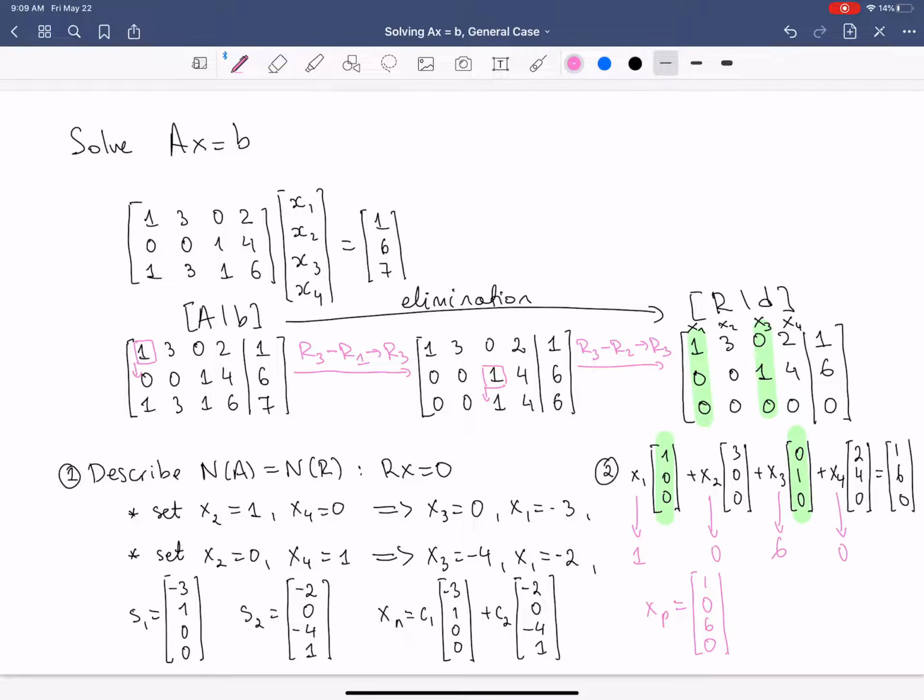Then the general solution, I don't want to switch boards, so I'll just write it up here, is x equal to c1 times negative 3, 1, 0, 0, plus c2 times negative 2, 0, negative 4, 1, plus 1, 0, 6, 0, where c1 and c2 are some real numbers.